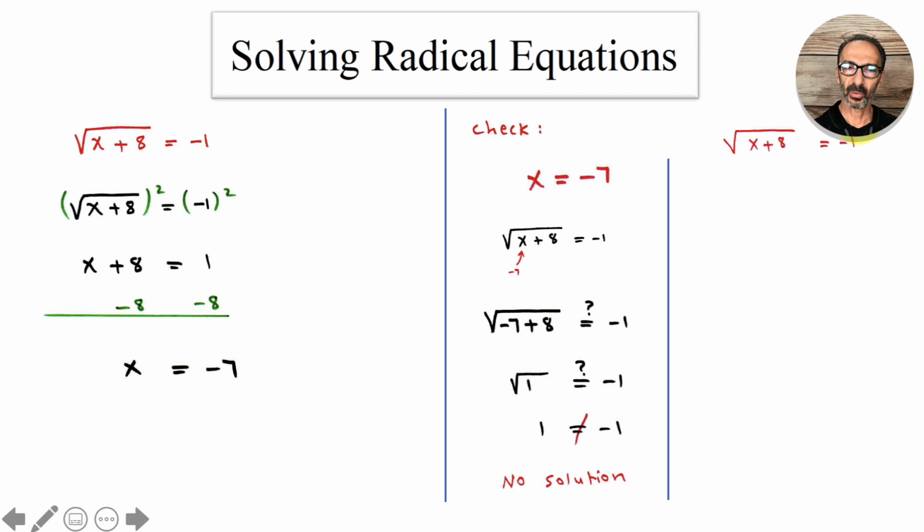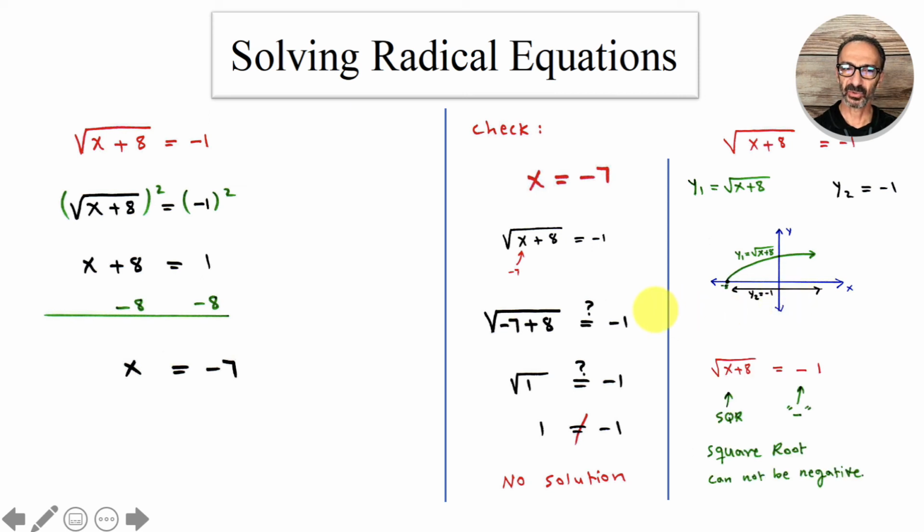What's going on here is, if you want to use a graphing calculator, you can call this one y1 and this one y2. Graph this and see where they intersect, and that will be the solution, solving by graphing. If you graph this, shifted to the left 8 units, the square root starts from -8 and goes this way. Y equals -2 is down below. They're not going to intersect. They're not going to meet. That's why there is no solution.